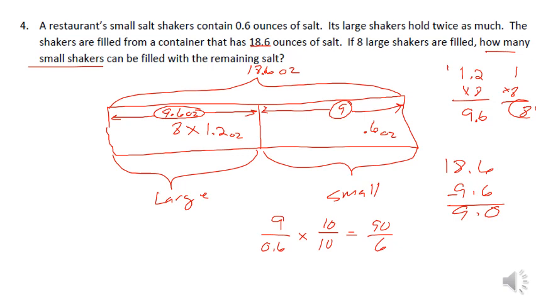Okay, so let's do a long division here. I have 90 divided by 6. 6 will go into 9 one time. 1 times 6 is 6. And I have a 3. Bring down the 0. 6 will go into 30 5 times. 5 times 6 is 30 with no remainder. So now I know that they would actually have 15 small shakers.